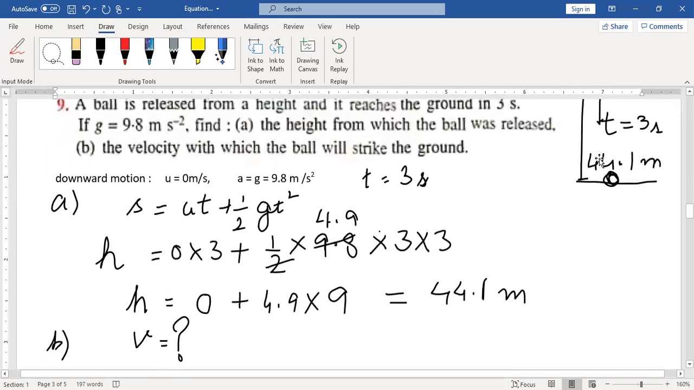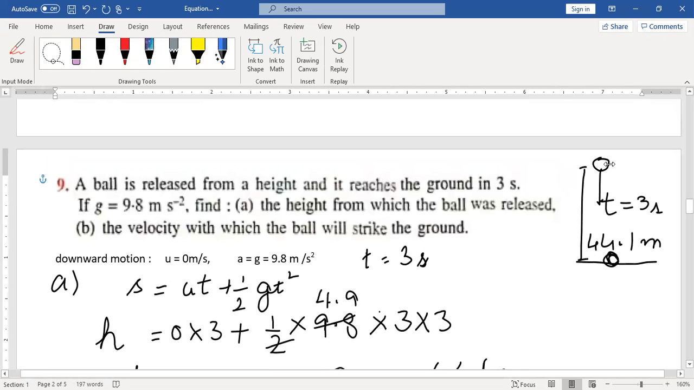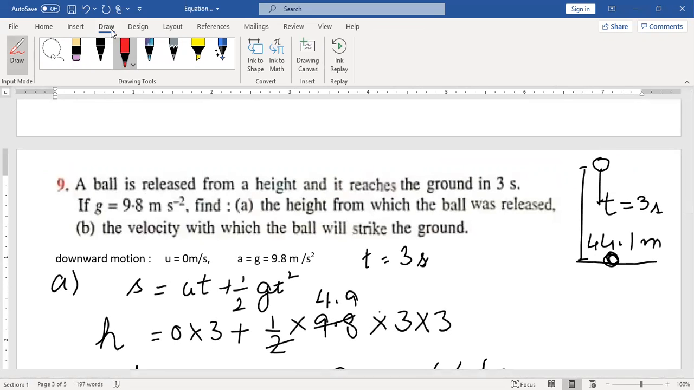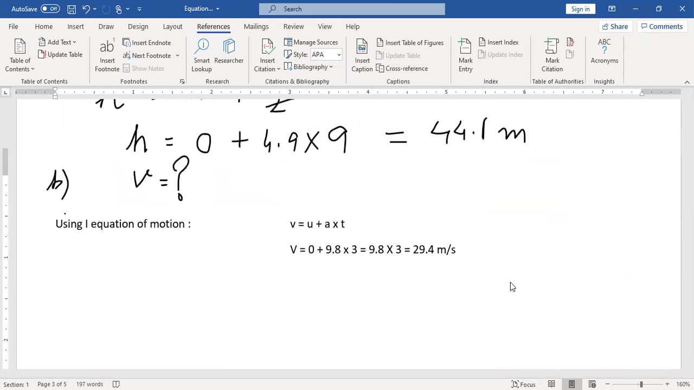That means if the ball falls from point A, let this point be A, and reaches the ground at point B, it takes time of 3 seconds, travels a distance of 44.1 meter, and on reaching the ground, it is having a velocity of 29.4 meter per second.